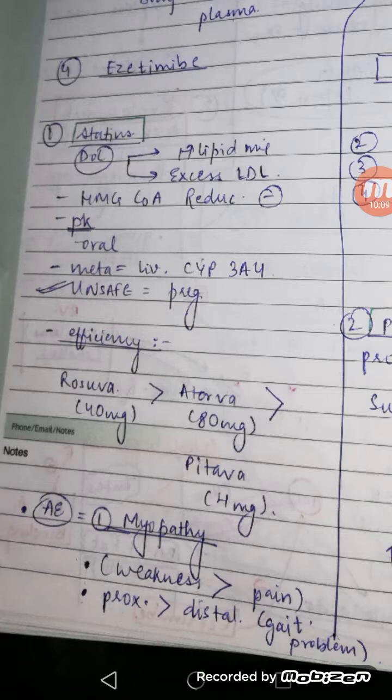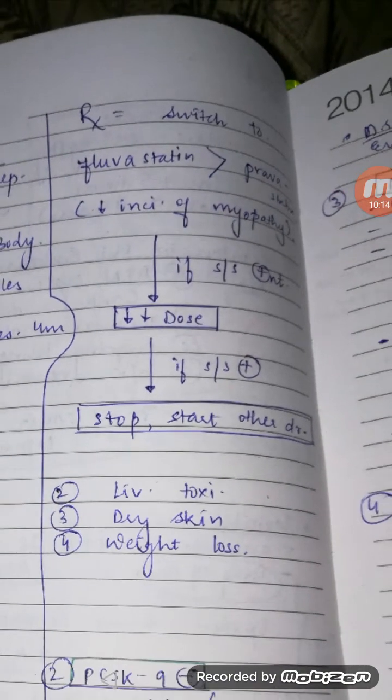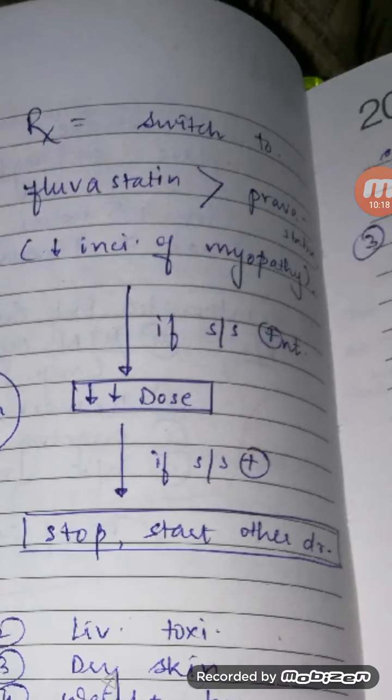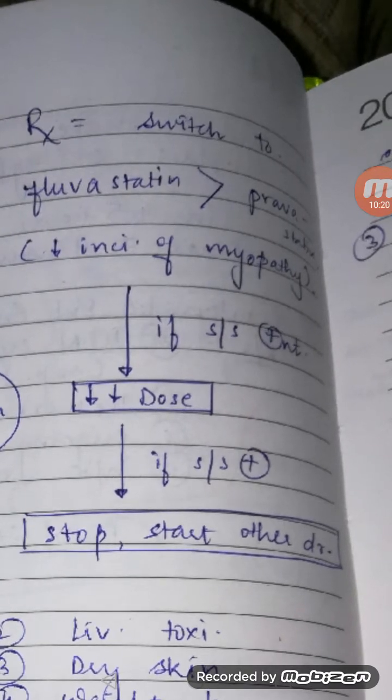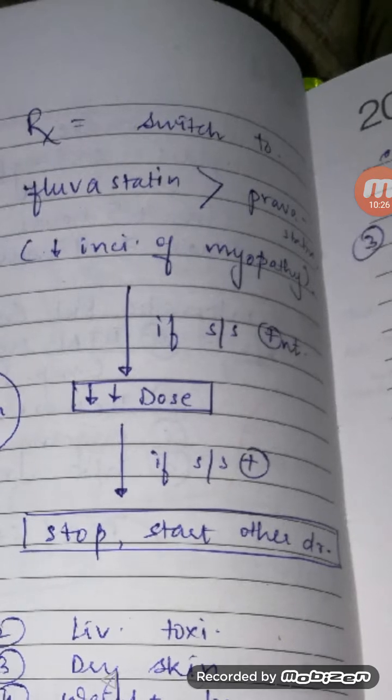So how will we manage this condition? We won't just sit like that, right? We have to do something for the patient to prevent or at least to decrease the magnitude of this myopathy. So we can shift him to two drugs. We have two such statins which have decreased myopathy issues. The best is fluvastatin, and the second is pravastatin.